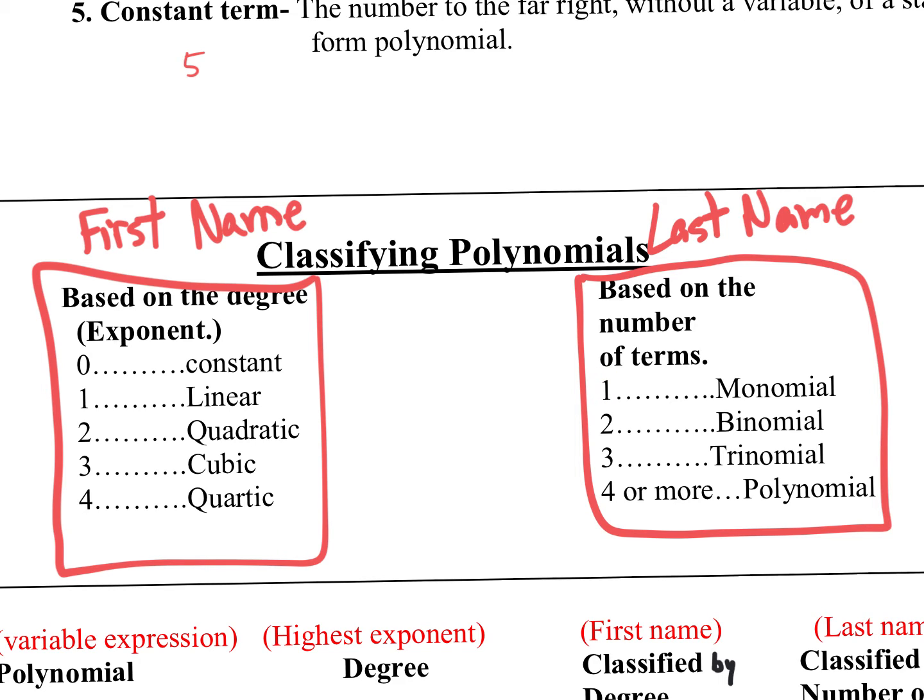How many actual terms do you have? If it's only one term, it's a monomial. 2 terms, binomial. 3 terms, trinomial. 4 or more, that's a lot, that's many, polynomial. Okay?